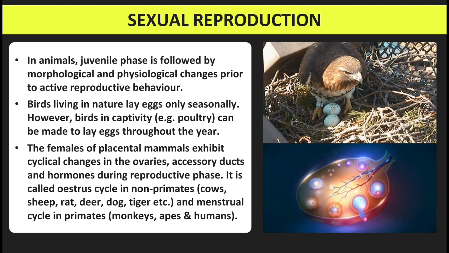Now during this reproductive phase, certain cyclic changes happen, in terms of the hormones as well as the environmental factors, due to which changes are seen in the ovaries present in the females. These changes in placental females, that is in primates, we call the menstrual cycle, and in the non-primates or non-placental mammals we call it the estrus cycle. Let me make it more clear.